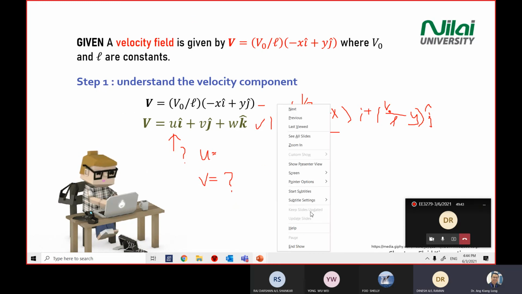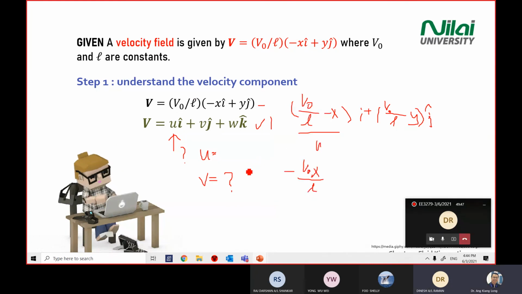Okay. You look at the screen, right? I'm asking, you are looking at two equations. What is the value of u? Just now, Shirley already told the answer. What is the u value?